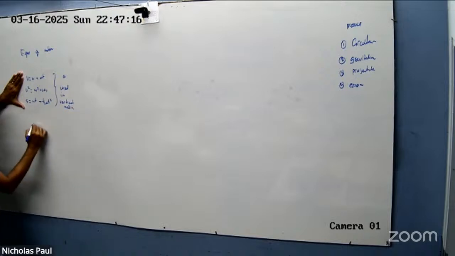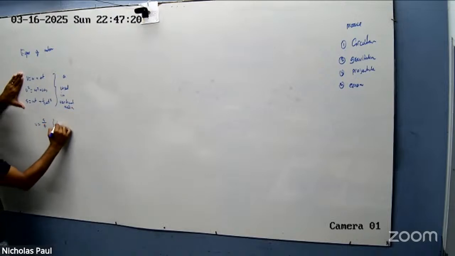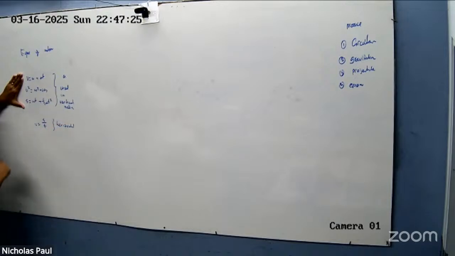And then we just simply use v = s/t for everything horizontal, because acceleration does not affect horizontal motion. So watch this here.